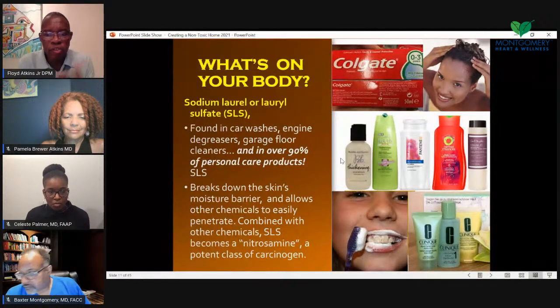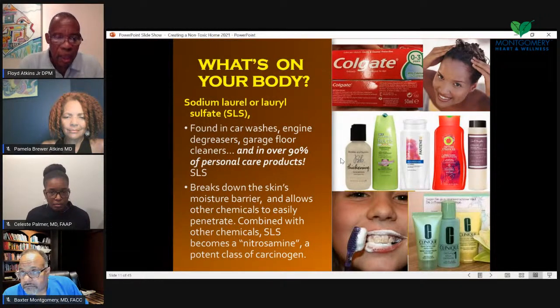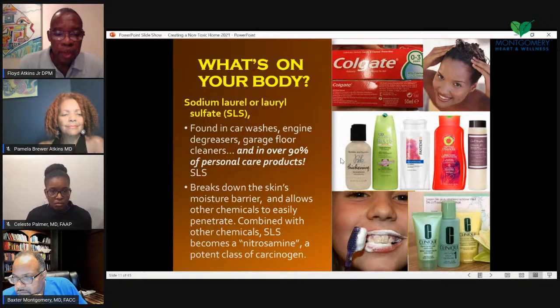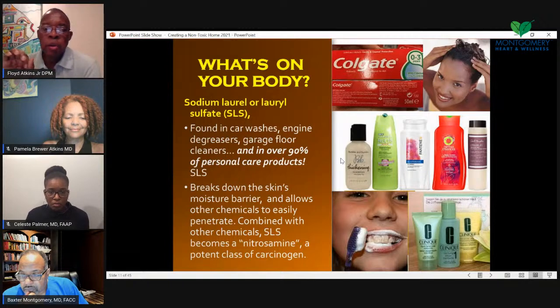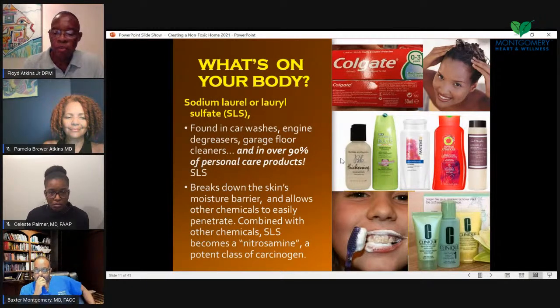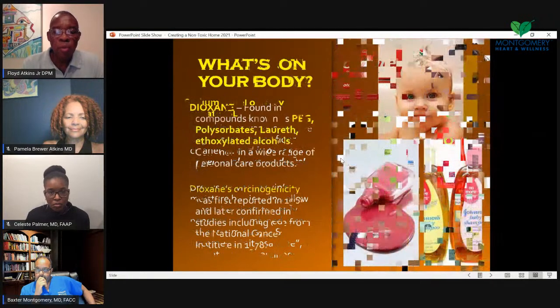But they also use the agent for us to put in our mouth and put on our hair and on our skin. But we know that those foaming agents break down the skin's moisture barrier over time, and allow other chemicals to more easily penetrate. And then the most lethal thing is that they combine with other chemicals and form what we call a nitrosamine. If you check with the Center for Disease Control's list of carcinogenic agents, you'll see that it's a potent carcinogen. And so when people develop cancers that are strange or unknown, with no history or predilection for those types of cancer, we can see exactly where they originate from.